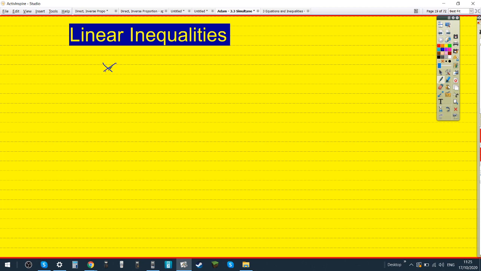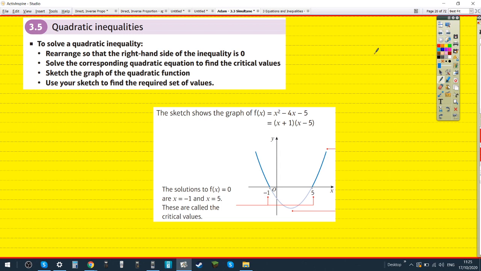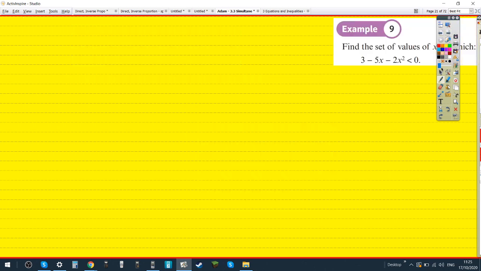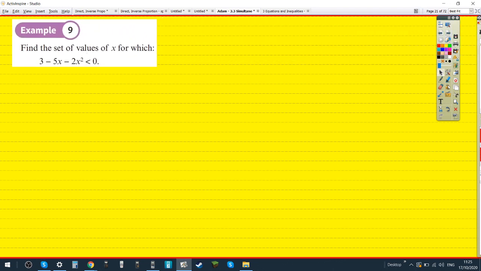Okay, linear inequalities. What do you give yourself? Probably a tick. It was pretty easy. Yeah. Okay, quadratic inequalities. Let's just give it a go. Okay. How about this?